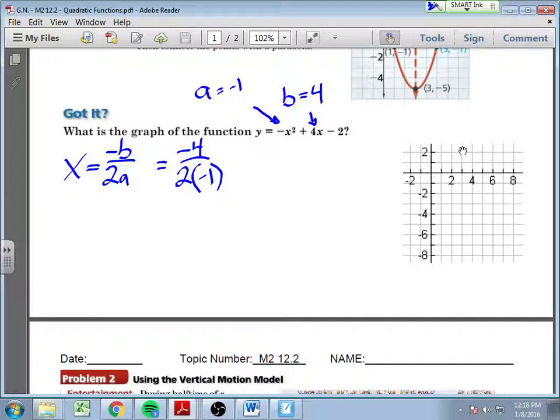So then I just simplify this. This would be -4 over -2. That gives me a +2. So that is the x value of my axis of symmetry. So on your graph, draw a dotted line at x equals 2. Anytime you have an x equals, it will be vertical. It's going to draw that dotted line at x equals 2. Then we want to find out my vertex.